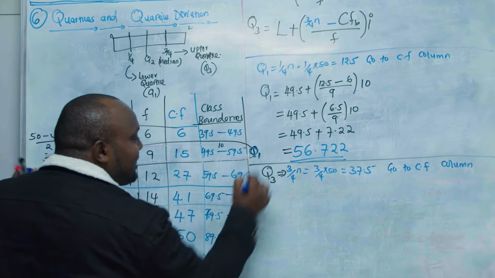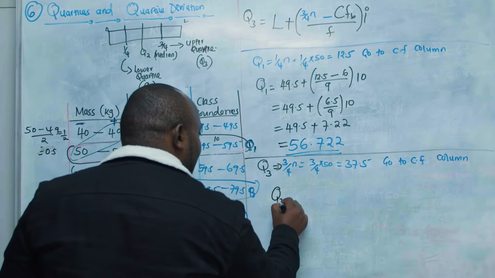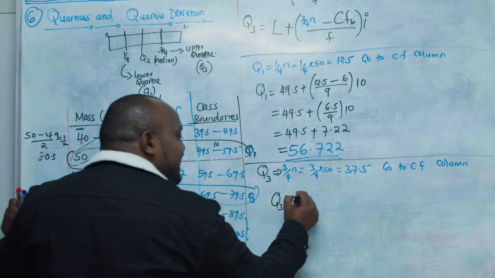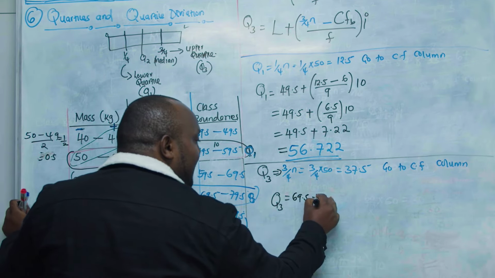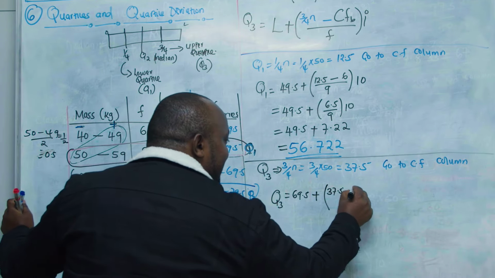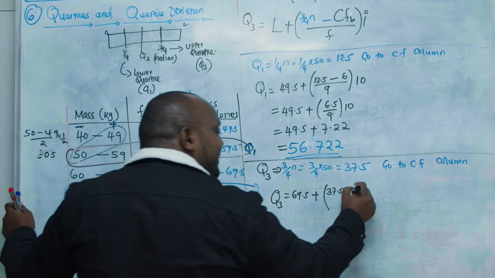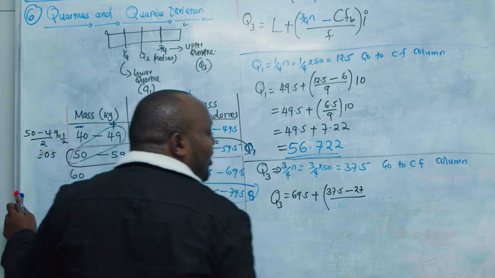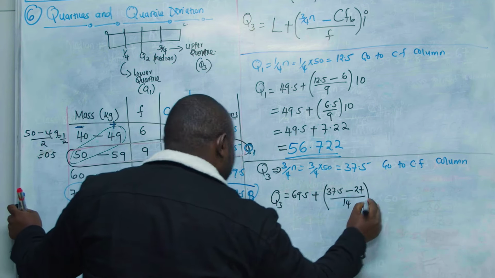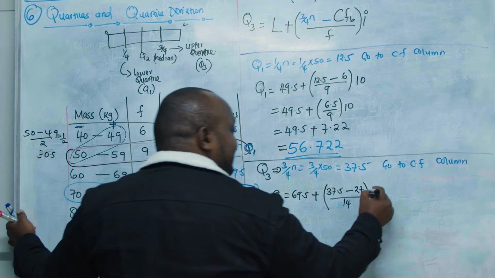The other one we used was that one. So my formula again, Q3 will be equal to L. What is the lower class limit of this Q3? 69.5 plus 3/4 n, we have already gotten that 37.5, minus the cumulative frequency before, which will be 27, all over, what is the frequency in this class? 14, times the interval. The interval is the difference between lower and upper. You get 10.